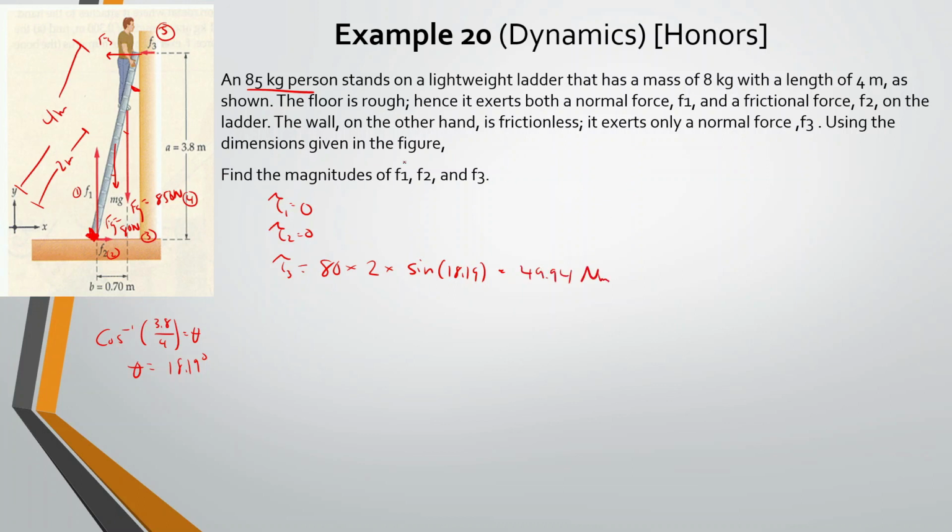And now let's look at this. This is the axis of rotation. This goes this way. That's clockwise, so we're going to put that as negative.